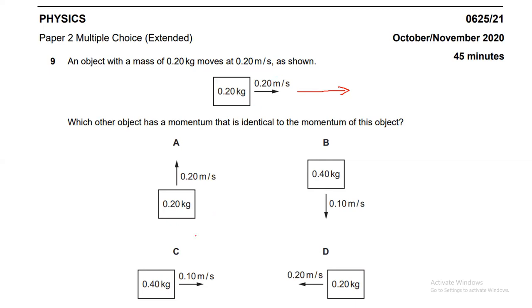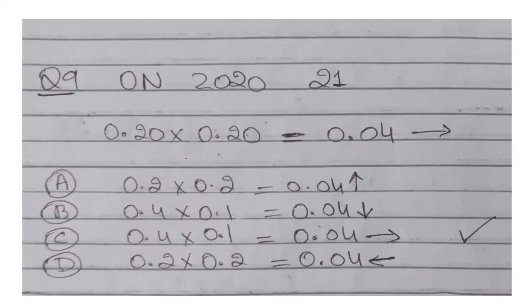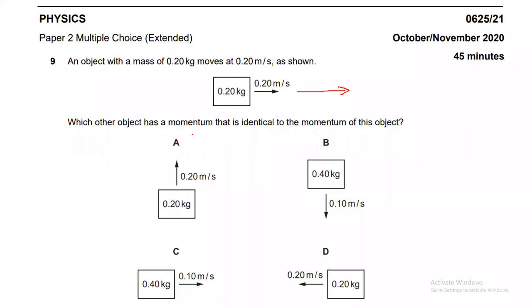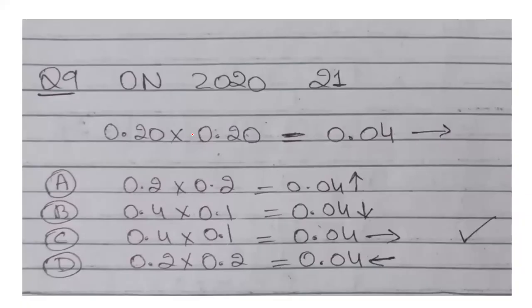Multiply here mass and velocity. Multiply here mass and velocity. And the direction also is important. You see, the momentum is equal to m into v. That's 0.20 multiplied by 0.20, and that will be 0.04. Now, if you find the momentum of all the individual cases, in each case the mass is given and the direction is given. So, I have calculated the momentum for each case, and the same momentum is here in the C option.